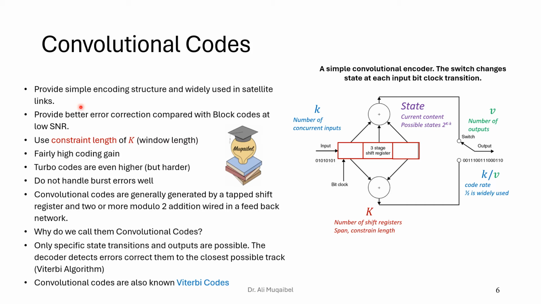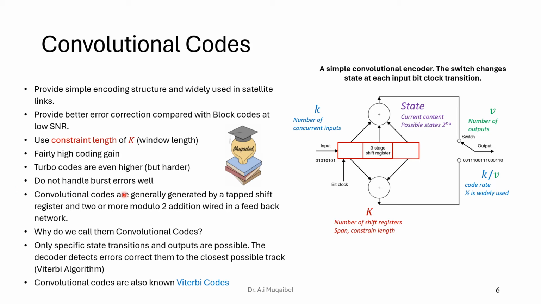We mentioned that convolutional codes have fairly high gain. Turbo codes have even higher gains. Turbo codes we'll talk about later. Turbo codes are built on convolutional codes. This is why we are mentioning them here. Okay, they don't handle burst errors very well. These are part of their characteristics.